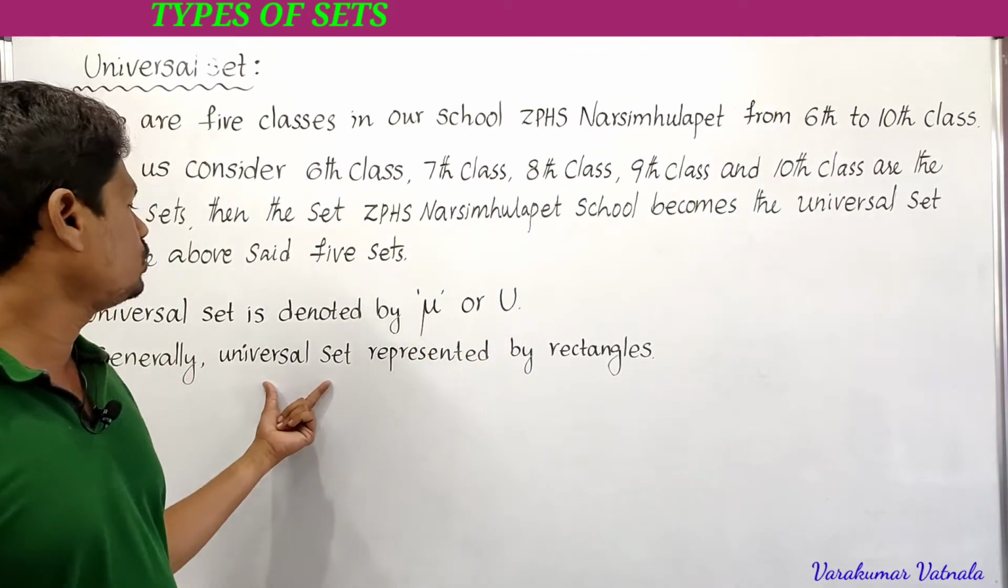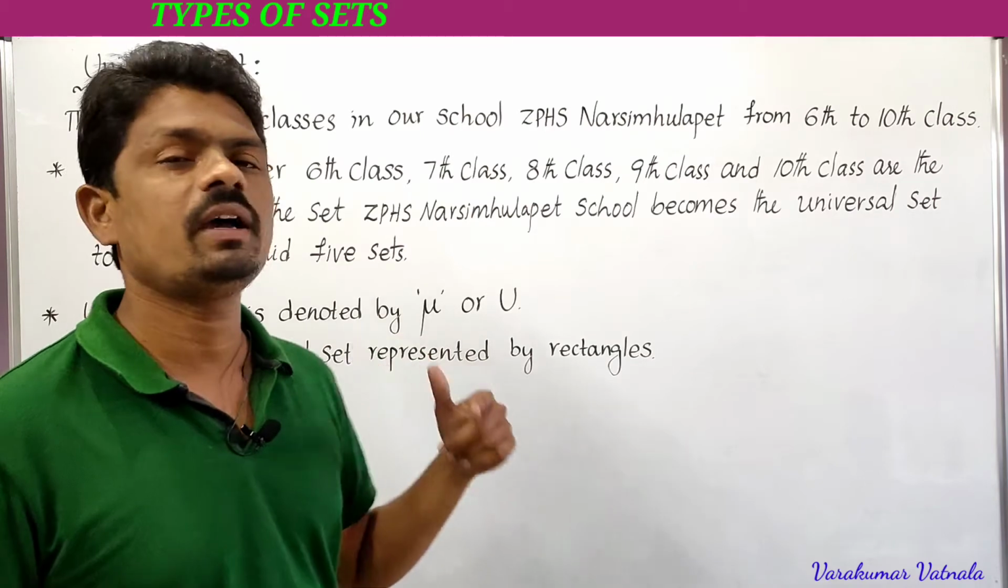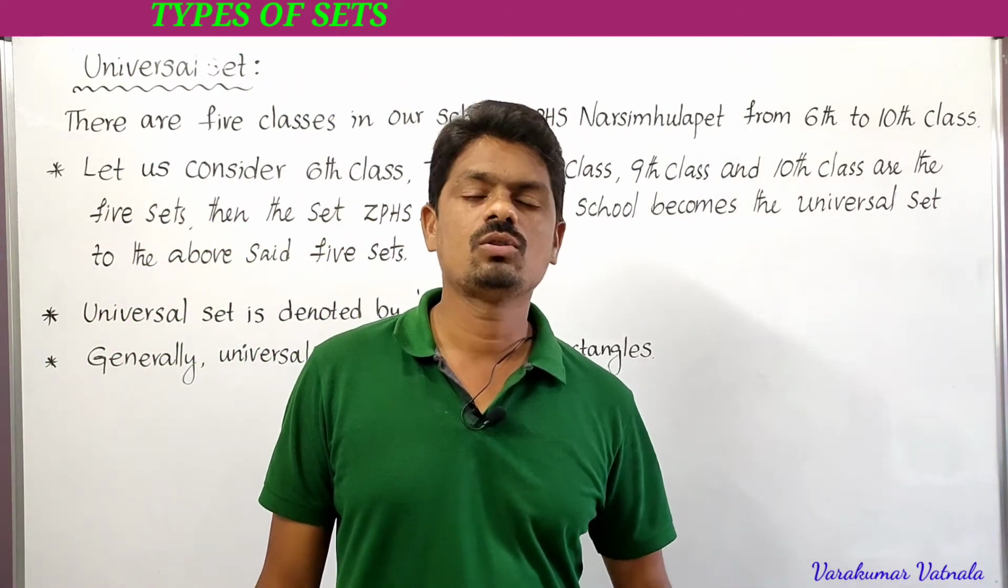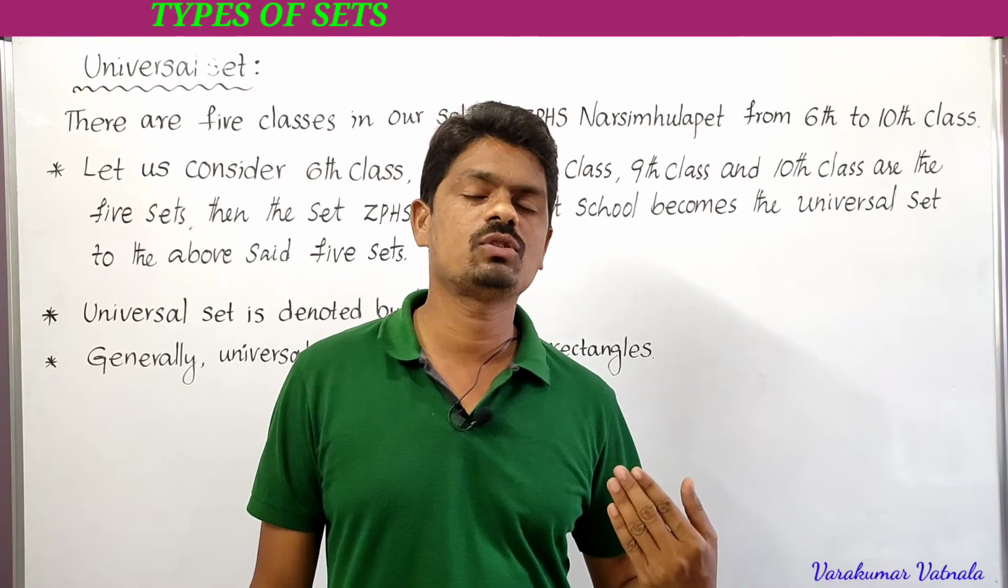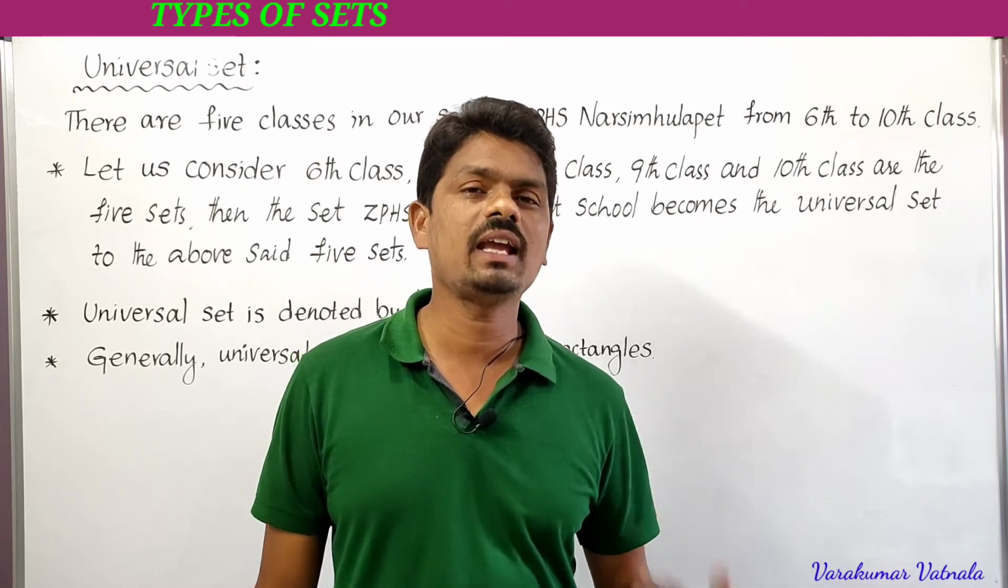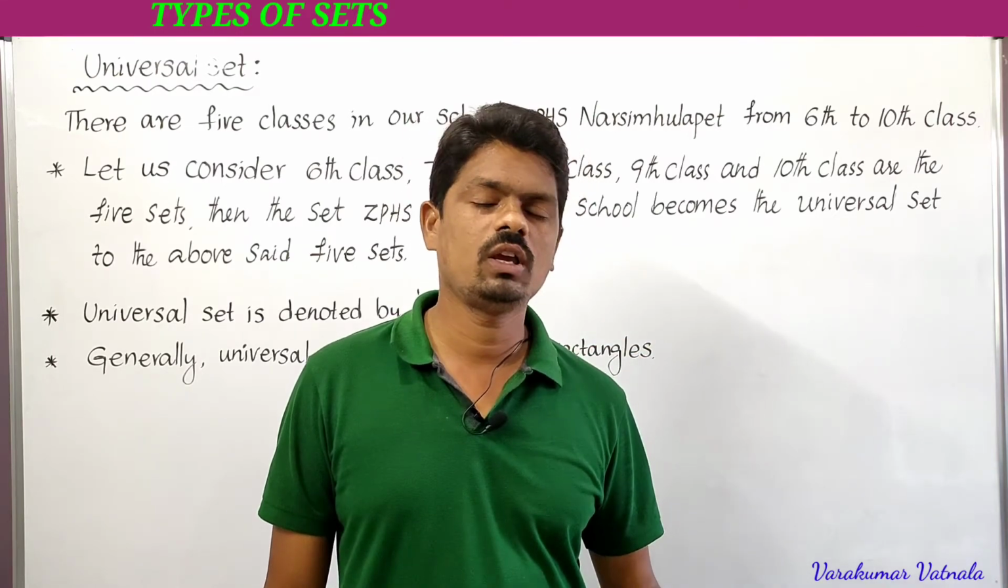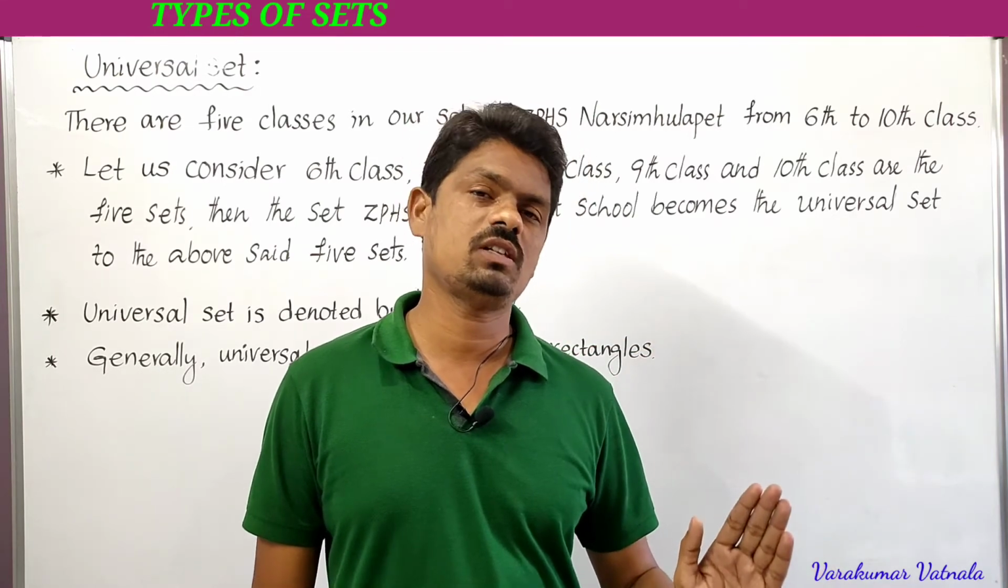Generally, a universal set is represented by a rectangle when we draw Venn diagrams. While drawing Venn diagrams, we use a rectangle to represent a universal set. So this is about universal set.